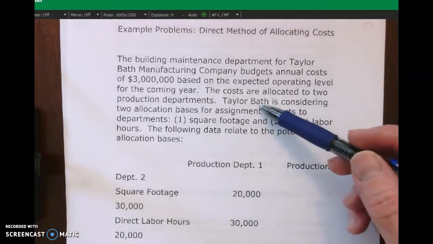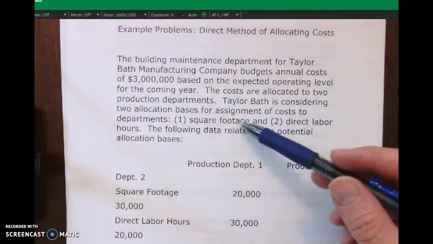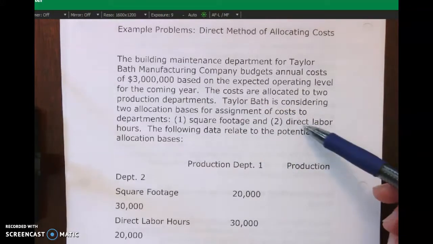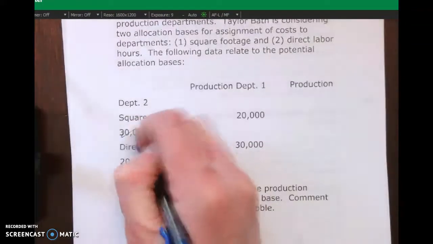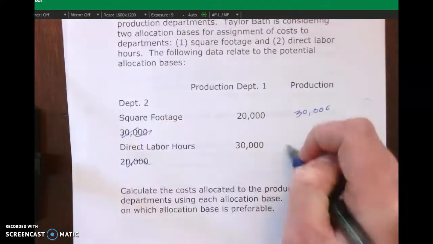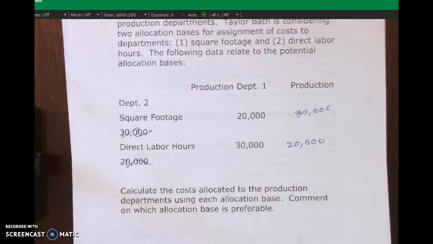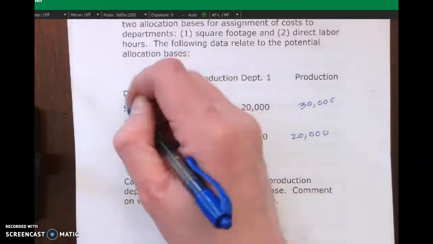Now, Taylor Bath is thinking about two different types of allocation bases. One would be square footage, one would be direct labor. So if we look over here, we have our 30,000 over here, 20,000 over here. So we have Department 2. Let me move this up here.